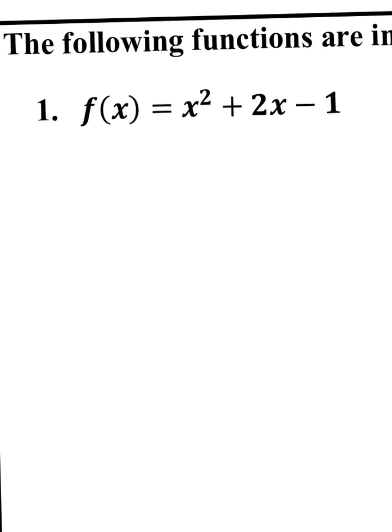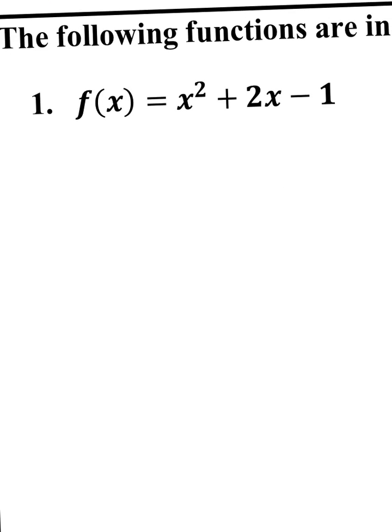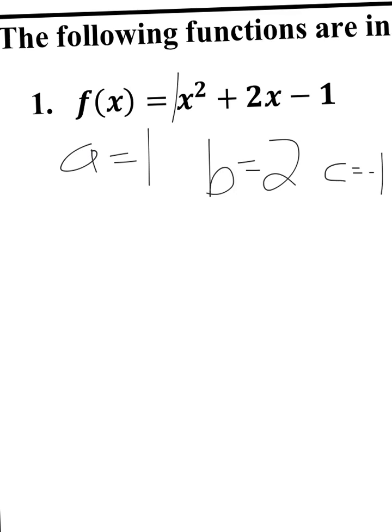So let's do number 1. Let's label our a, b, and c. So a is, there's no number in front of x squared, so it's understood that there's a 1 in front. So a is 1. B is 2, that's by the x. And then c is by itself, that's negative 1. So I have my a, b, and c.